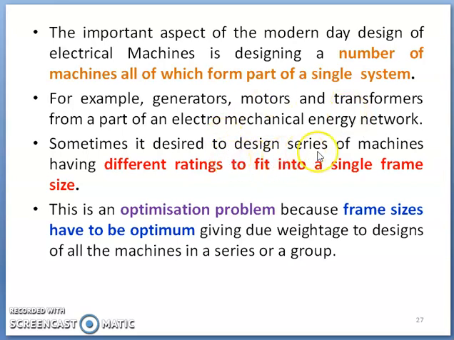Sometimes it is desired to design a series of machines having different ratings to fit into a single frame size. Each and every time it is very difficult to have different frame sizes, at least up to a certain rating. If you take the example of induction motors of rating say 3 HP, 5 HP, 7.5 HP, the same frame can be used to design machines of different power ratings. Definitely that will reduce the cost of the machine. And this is an optimization problem because frame sizes have to be optimum, giving due weightage to the designs of all the machines in that series or group.